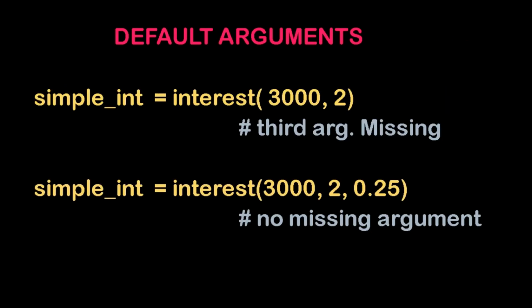Let us consider another example. Simple interest 3000 comma 2. Here also that is missing, and in the third one I am passing all the three arguments, and here I am passing the rate as 0.5. So in this case it will not take the value of 0.10, it will be taking the 0.25 and it will do the calculation. If it is missing, then only the value will be taken. Default values will be considered.